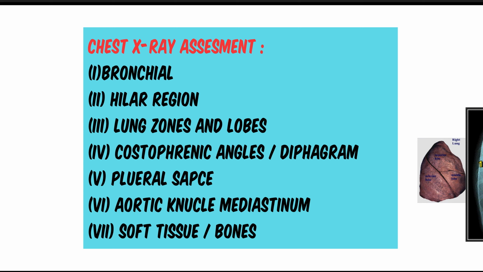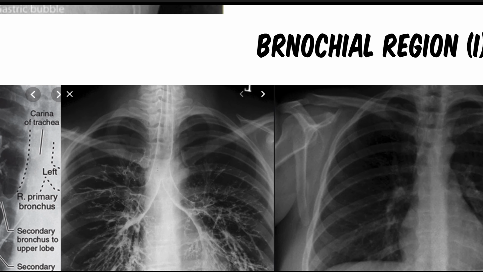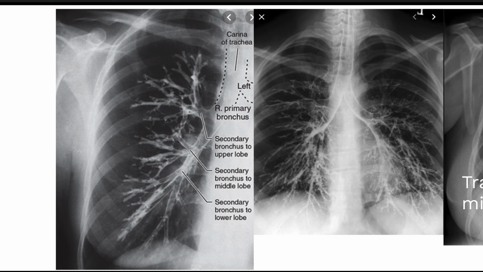So start off with the airway, so bronchial, then the hilar region, then the lung zones, then the costophrenic angles, then the pleural space, and then aortic knuckle. So we're going to go through the basic anatomy of these regions in the next few minutes, starting off with the bronchial region.